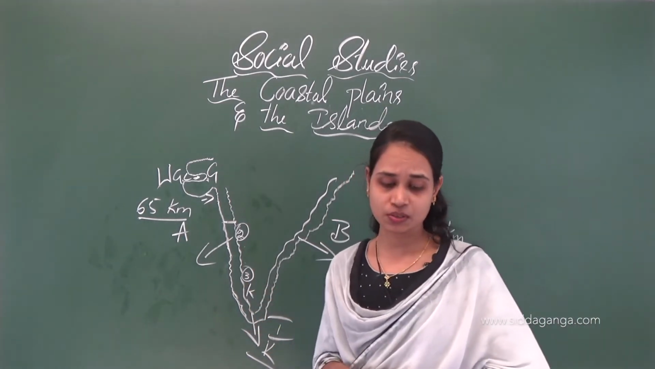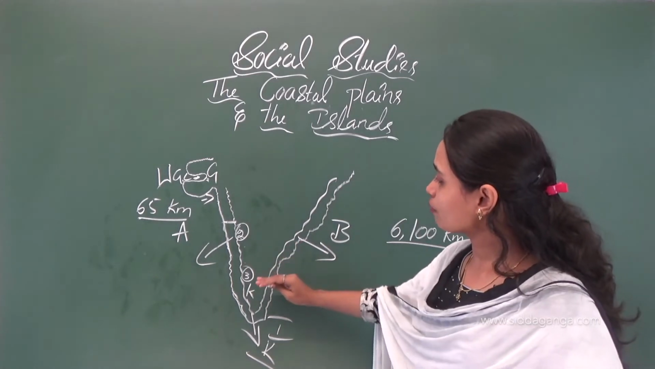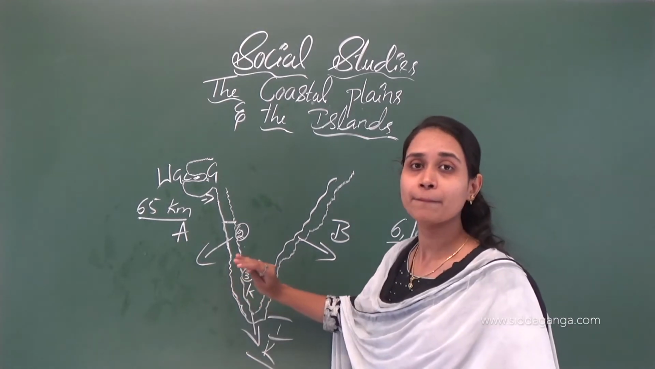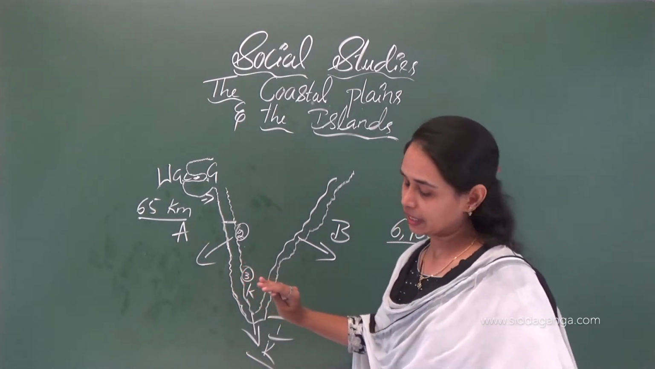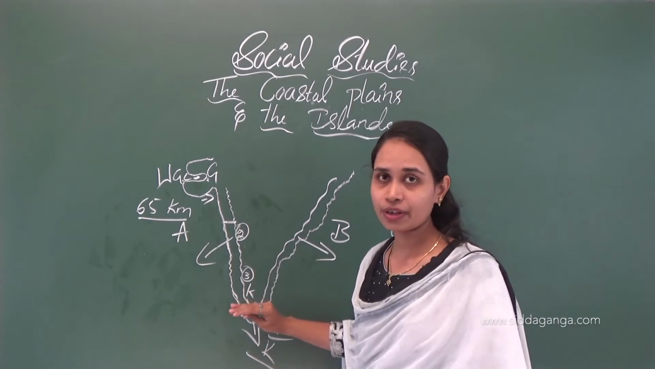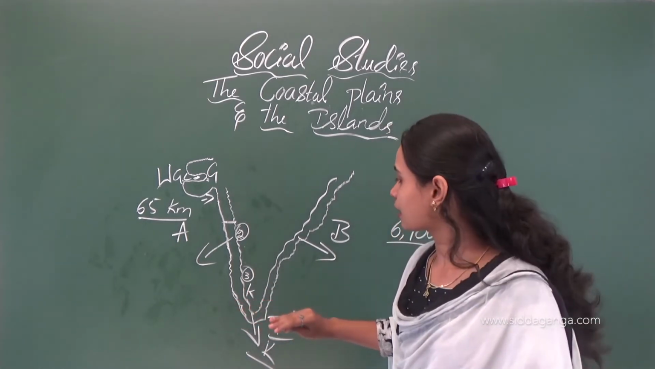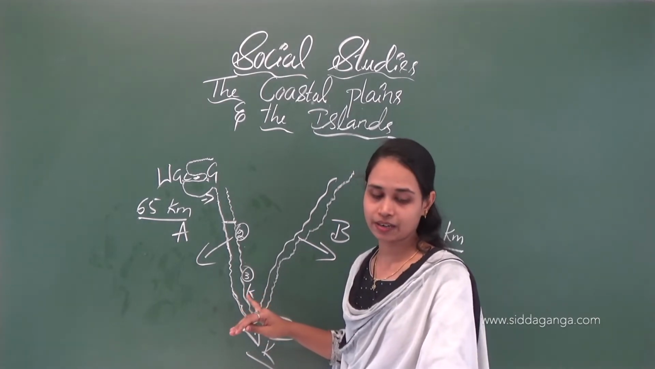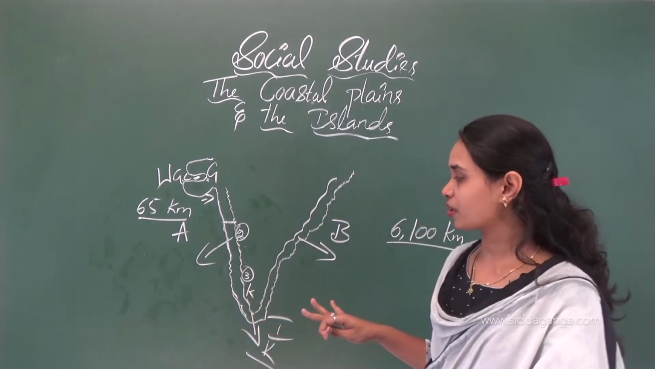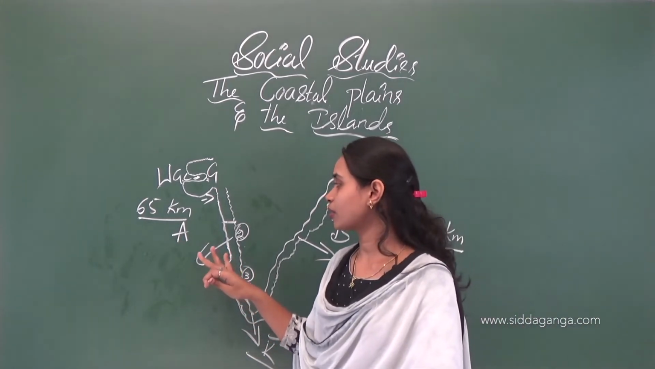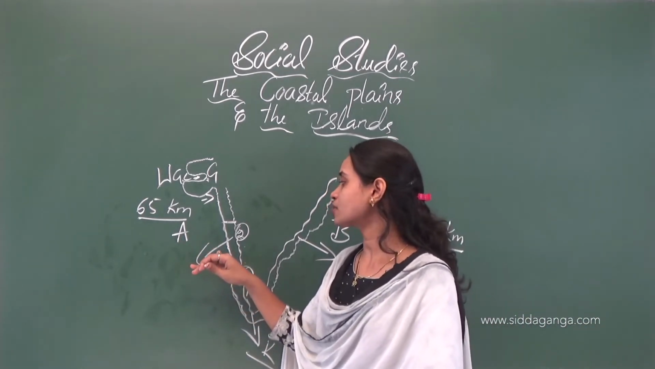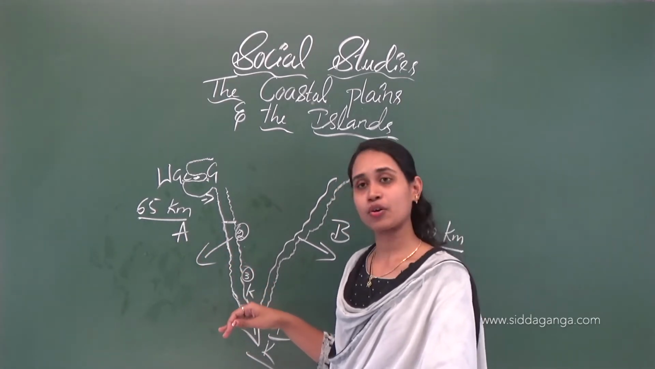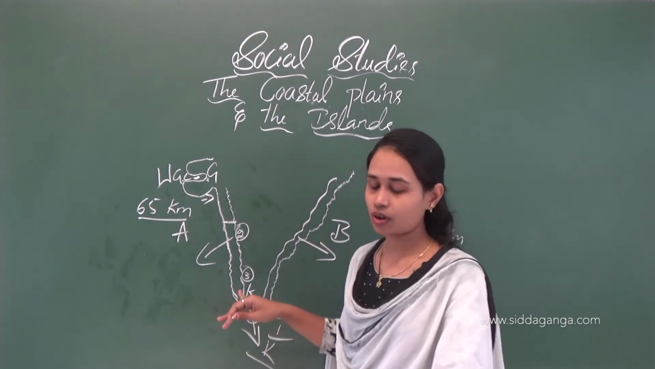Malabar coast. As we go further down, we can find the Malabar coast in the southern part of our country. This coast is not rocky. I already told you that the Konkan coast is rocky. Malabar coast is not like the Konkan coast.